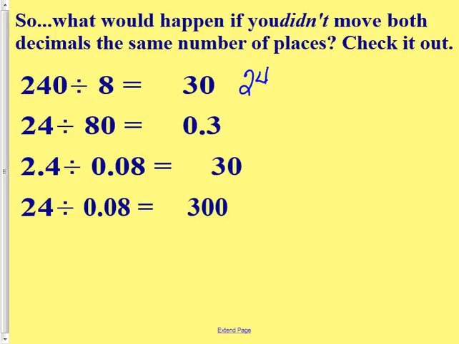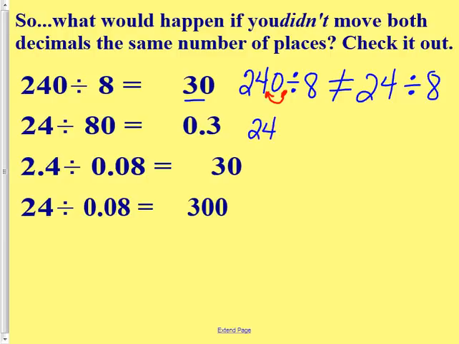And here's why. If you look at 240 divided by 8, it does not equal 24 divided by 8 because 240 divided by 8 is 30, but 24 divided by 8 is 3. Well, take a look. If we had tried to make 240 divided by 8 look like 24 divided by 8, notice I was only moving the decimal in the 240 once to the left, but doing nothing to the 8. So the two problems are not equal because I didn't do the same thing to both decimals. I can look at each of these problems and see that that's the case, that I'm not doing the same thing to both decimals, which is why those two problems are not equal. They don't have the same answer.